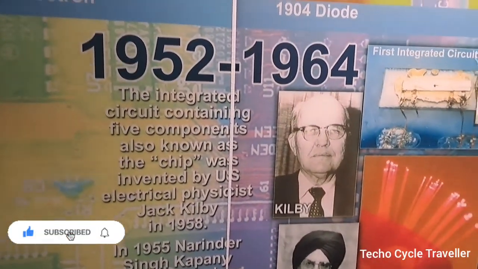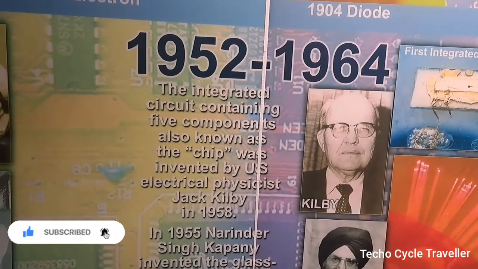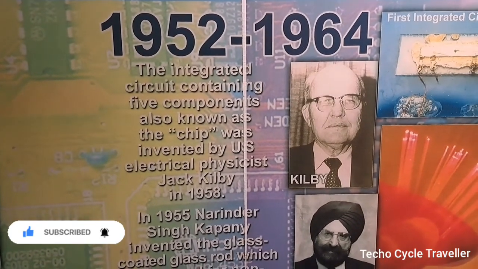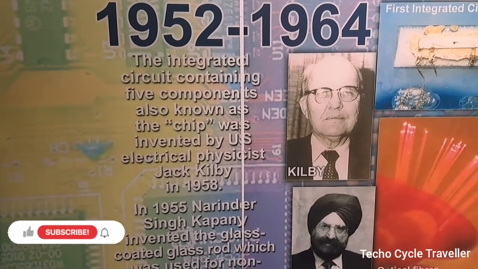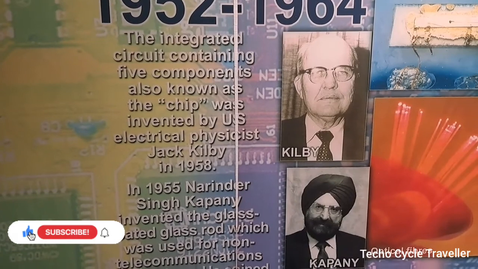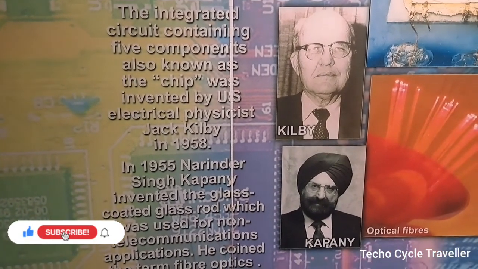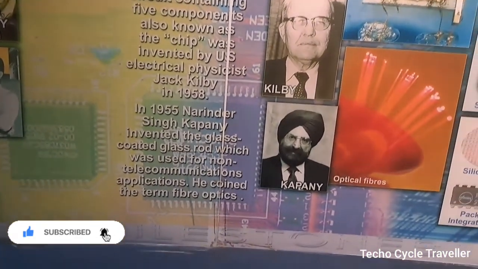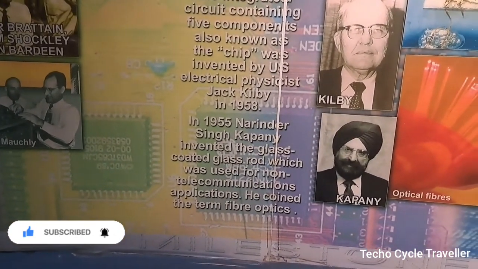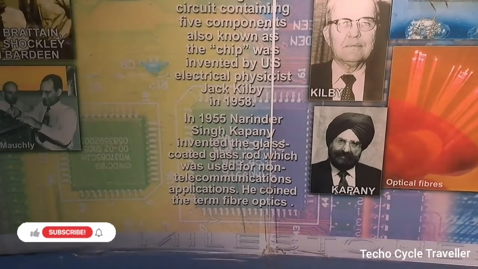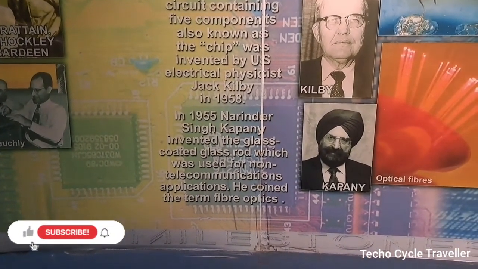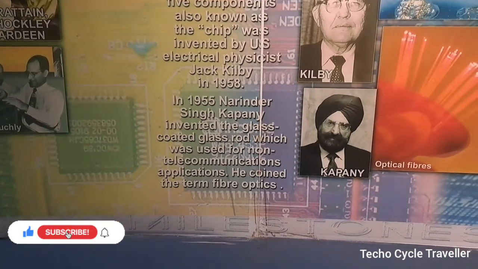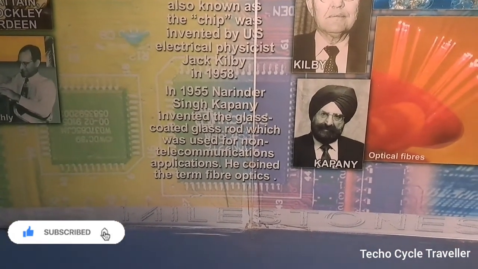The integrated circuit containing 5 components, also known as the chip, was invented by U.S. electrical engineer Jack Kilby in 1958. In 1955, Narinder Singh Kapany invented the glass-coated glass rod, which was used for non-telecommunication applications. He coined the term fiber optics.